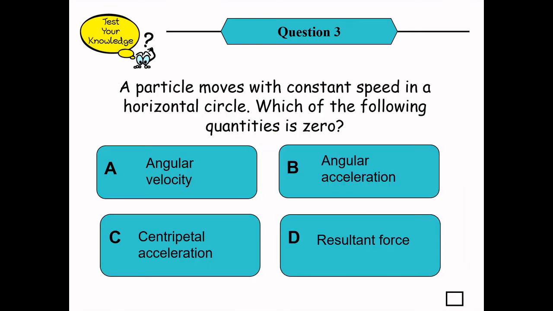Question 3. A particle moves with constant speed in a horizontal circle. Which of the following quantities is zero? Okay, the answer is B, angular acceleration. Angular acceleration is the rate of change of angular velocity. Since the angular velocity is unchanged, the angular acceleration is zero.